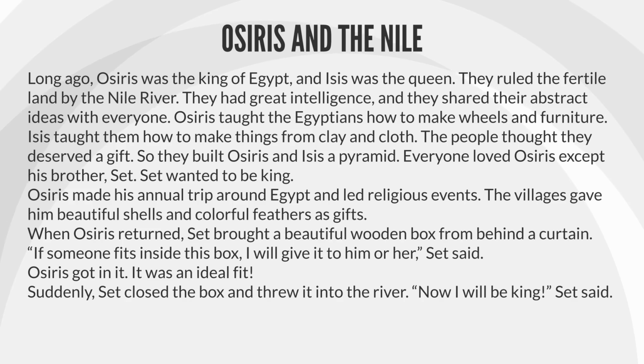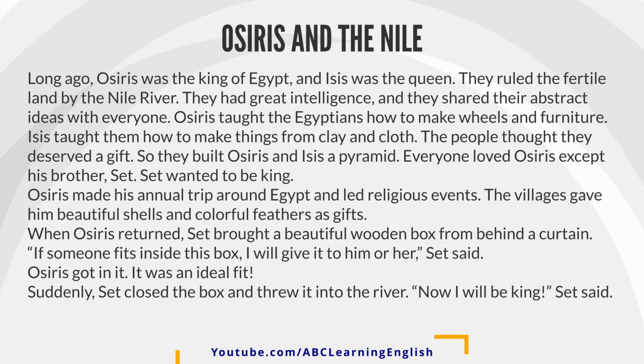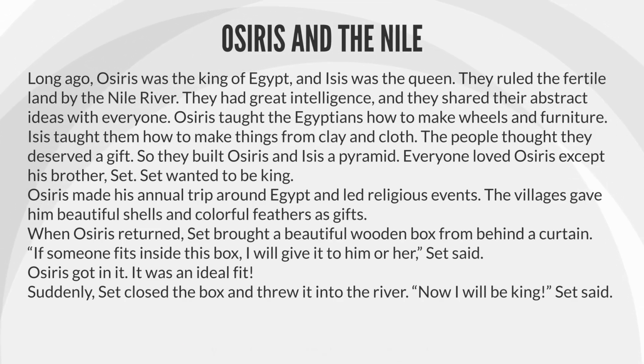The villages gave him beautiful shells and colorful feathers as gifts. When Osiris returned, Set brought a beautiful wooden box from behind a curtain. If someone fits inside this box, I will give it to him or her, Set said. Osiris got in it. It was an ideal fit. Suddenly, Set closed the box and threw it into the river. Now I will be king, Set said.